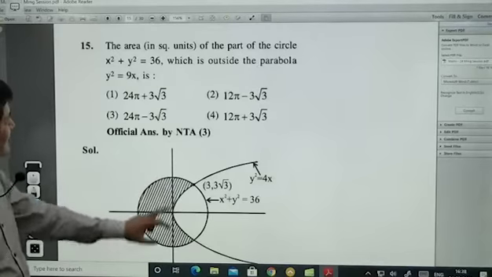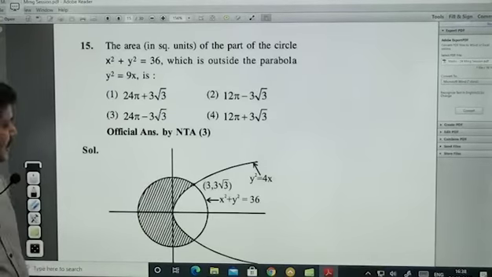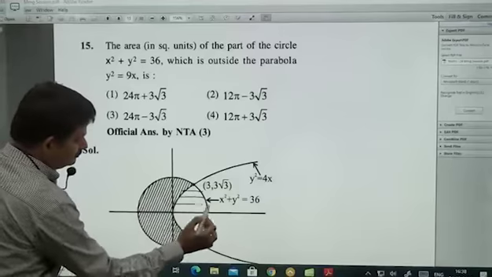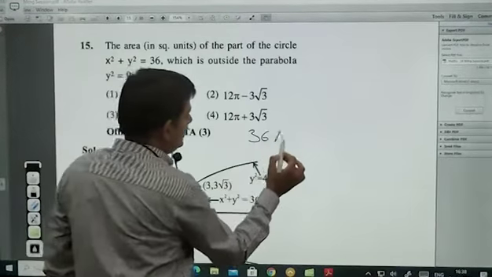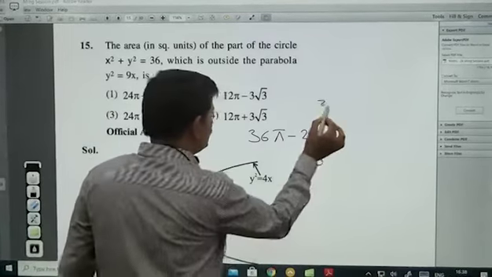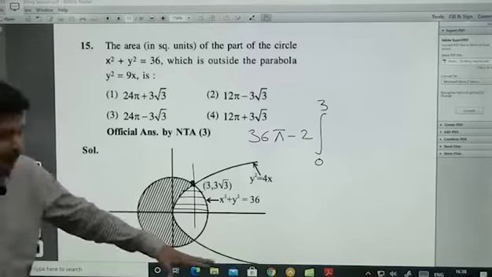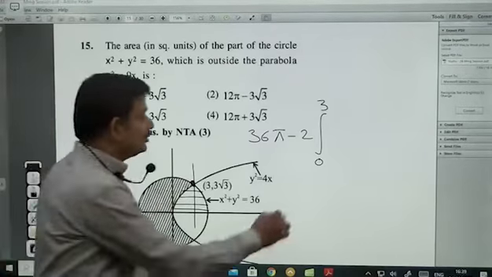So entire circle area, what is it? Radius is 6, pi r square. So 36 pi is the entire circle. From that, what you have to remove is 2 times of this particular area. So 36 pi minus 2 times of, what is this area? Find the point of intersection, solve the 2 curves. Here it is directly given, I am using it, 0 to 3. What is this upper part of the curve? Root 4x. Below part is minus root 4x. I am least bothered about the below part, I am bothered only about the above part. Root 4x is nothing but 2 root x.